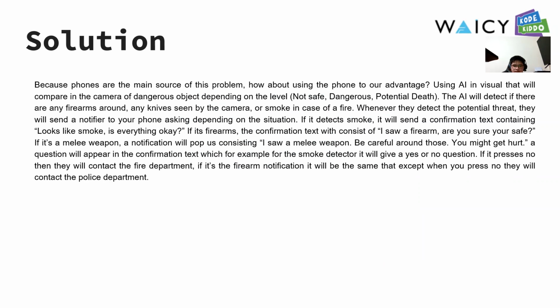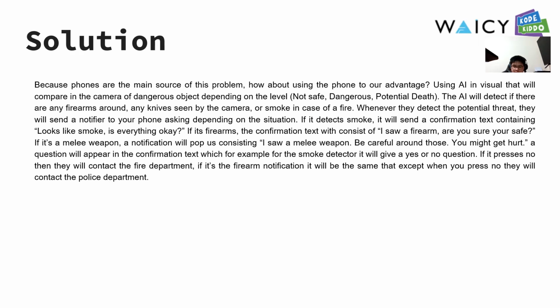Okay, and for the solution, because phones are the main source of the problem, how about using the phone to our advantage? Using AI and visuals that will compare the camera view with dangerous objects depending on the level, such as not safe, dangerous, and potential death. The AI will detect if there are any firearms around, any knives around, or any smoke in case of a fire with the camera attached to our phone.